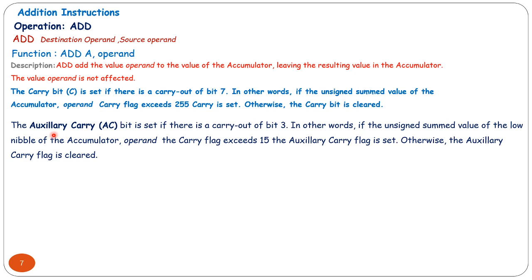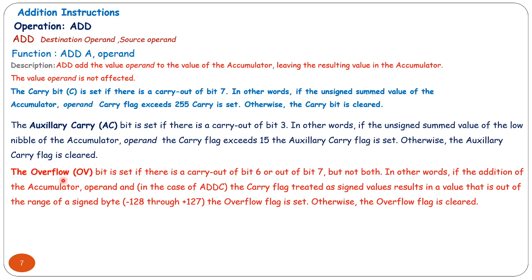Auxiliary carry flag bit is set if there is a carry out from D3, bit 3. If a carry is generated from the first nibble, that is from the D3 bit, then the auxiliary carry will be set. In other words, if the unsigned sum of the lower nibble of the accumulator and operand exceeds 15, the auxiliary carry flag is set. Otherwise, the auxiliary carry flag will be cleared.